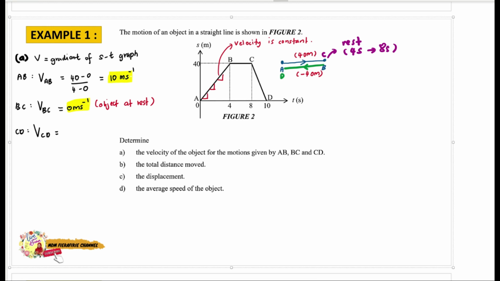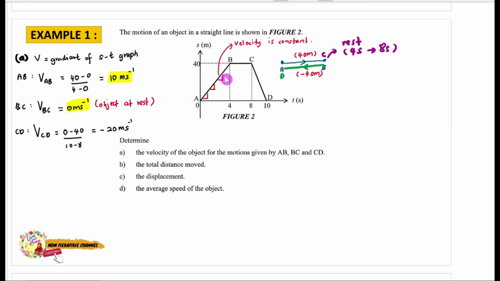That's why when we calculate the velocity of the object, the velocity is equal to negative 20 meter per second. So why is the velocity negative 20 meter per second? Because the object is moving in the negative direction, to the left, or it turned back.